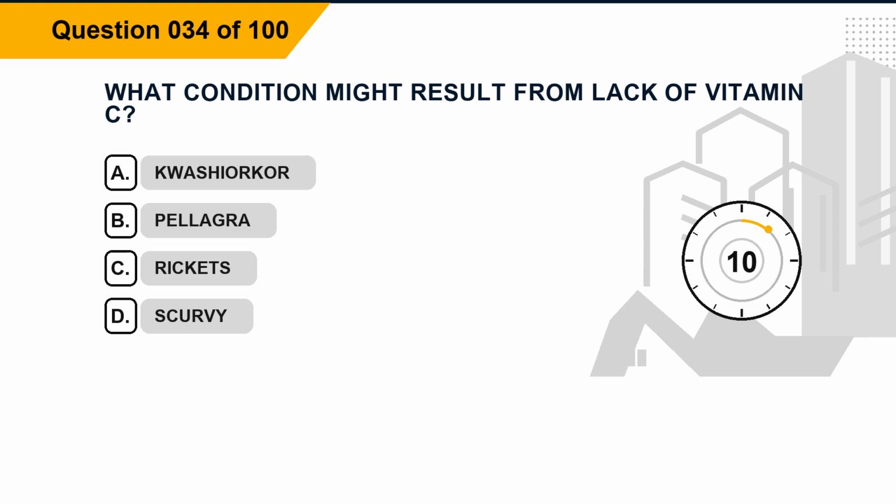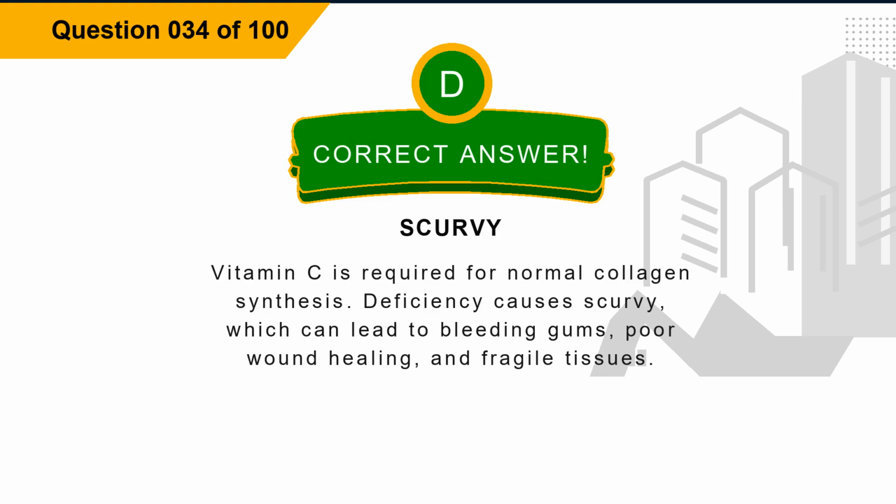Question 34. What condition might result from lack of vitamin C? Option A, kwashiorkor. Option B, pellagra. Option C, rickets. Option D, scurvy. The correct answer is option D, scurvy. Explanation: vitamin C is required for normal collagen synthesis. Deficiency causes scurvy, which can lead to bleeding gums, poor wound healing, and fragile tissues.